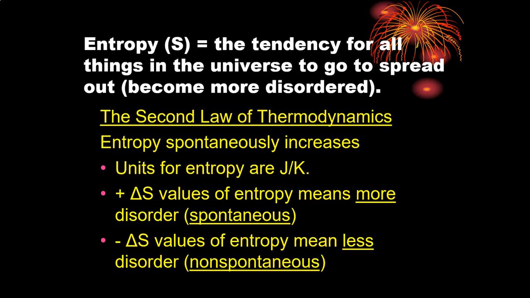A negative entropy, or negative delta S, means that our entropy is decreasing, which means there's going to be less disorder. Things are becoming more ordered. That's not good. That's not natural. So that becomes a non-spontaneous process.